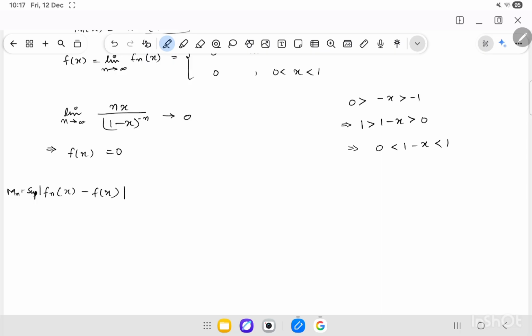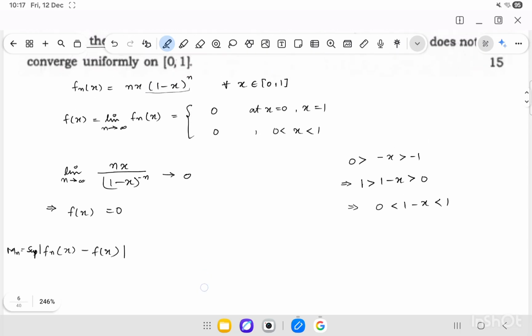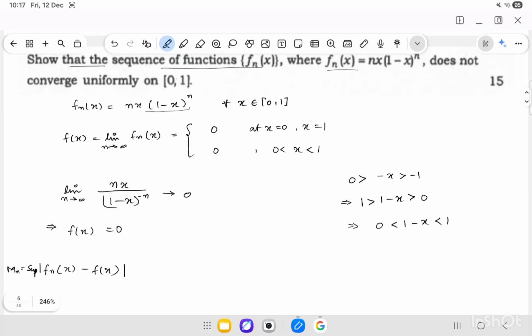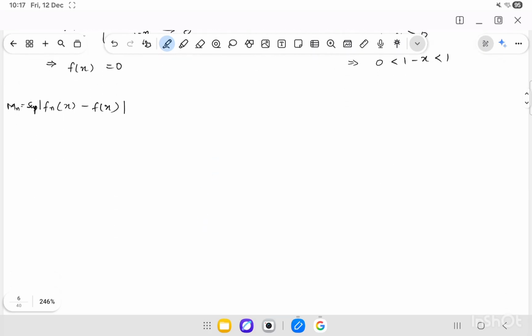And if it doesn't approach 0, then we can easily conclude that it is not uniformly convergent on the closed interval 0 to 1. So we'll evaluate this. The absolute value of fn(x) minus f(x) will be equal to the absolute value of nx(1 minus x)^n minus 0, which will be equal to nx(1 minus x)^n. I am writing it without the absolute sign because x lies between 0 and 1, and for all those values this thing is always greater than or equal to 0.